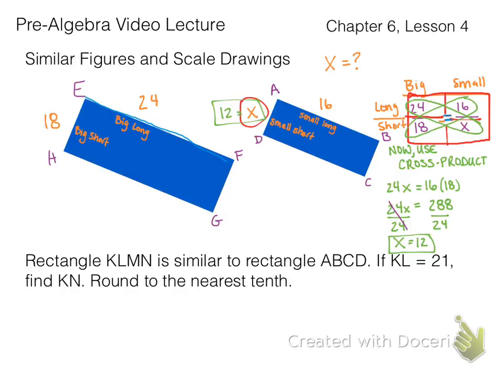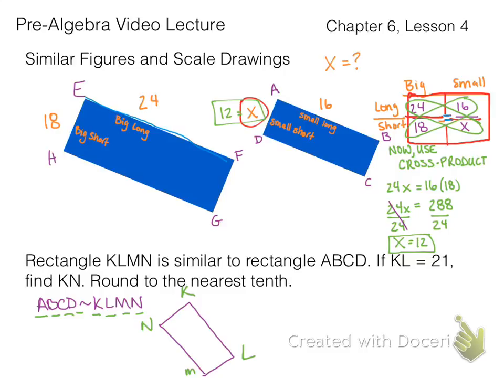So now that we know what x is, we can actually compare the information we know to a new rectangle that hasn't been drawn yet. But we know rectangle KLMN is similar to rectangle ABCD. And again, order matters. So angle K of the rectangle goes with angle A. Angle L goes with B, M goes with C, and N goes with D. So let's go ahead and draw this.